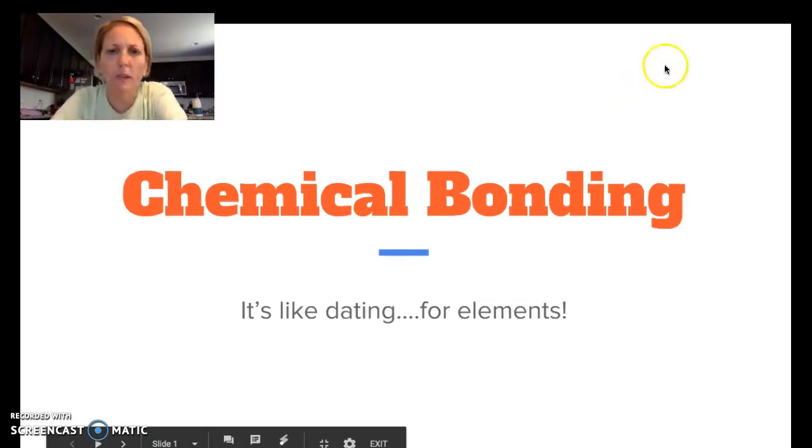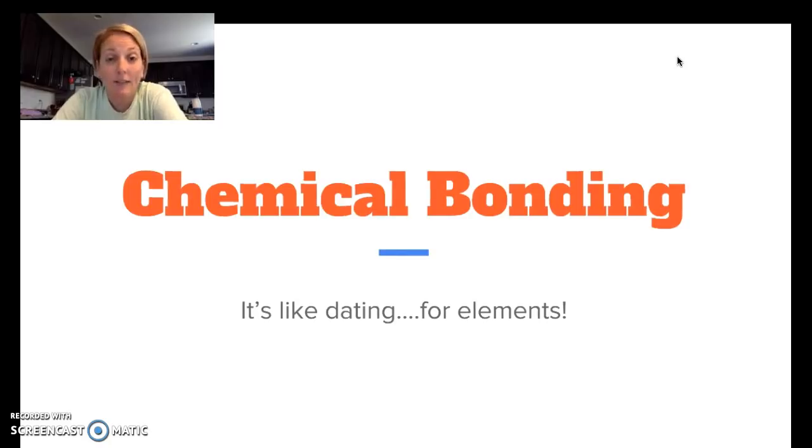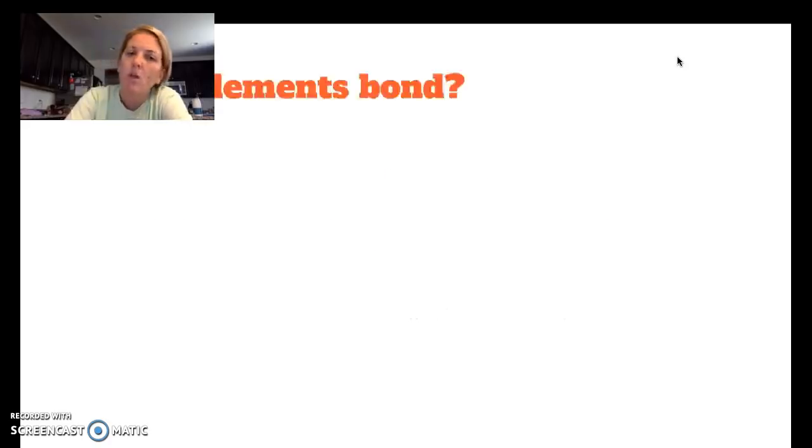With chemical bonding, we need to look at this as if it's like a dating activity for elements. All right, so chemical bonding is basically dating for the elements. So we're going to talk about why elements need to bond and then what are the examples of the different types of bonding. So let's talk about the why first.